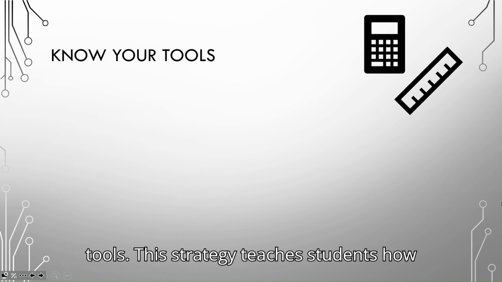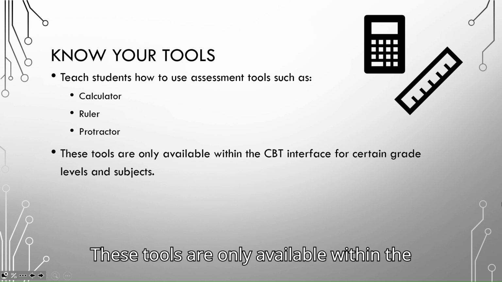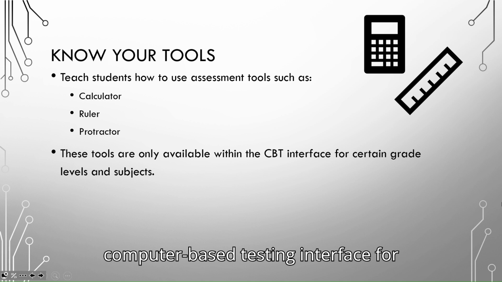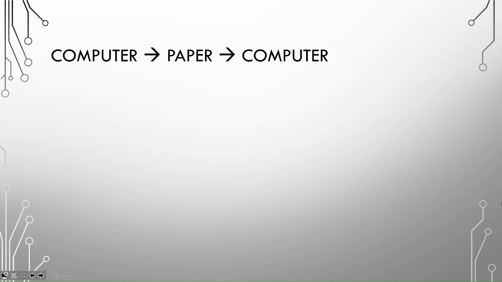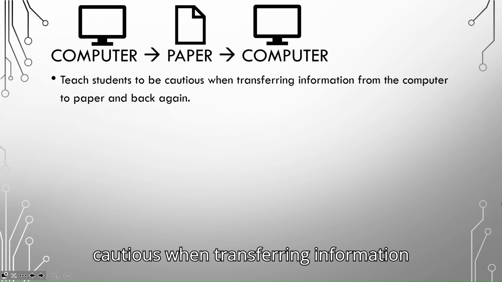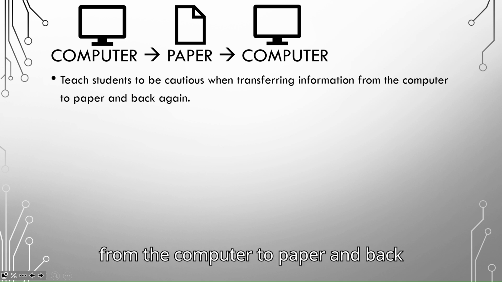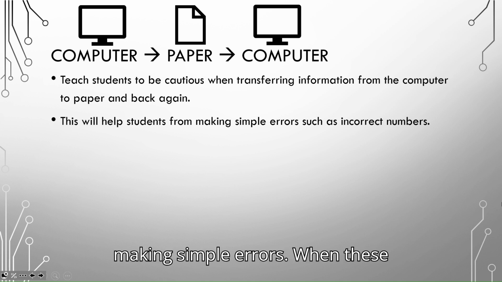Know your tools. This strategy teaches students how to use assessment tools such as calculator, ruler, protractor. These tools are only available within the computer-based testing interface for certain grade levels and subjects. Computer to paper to computer. This strategy teaches students to be cautious when transferring information from the computer to paper and back again. This will help students avoid making simple errors.